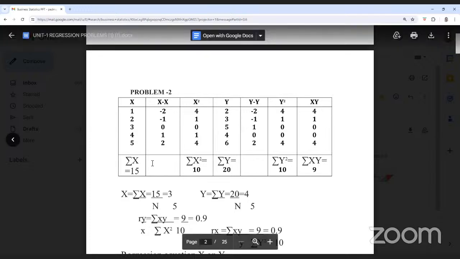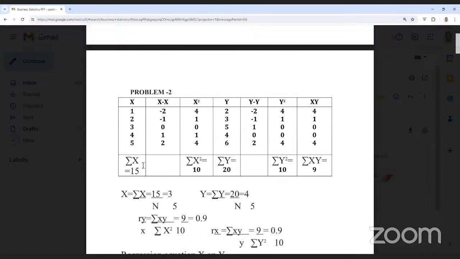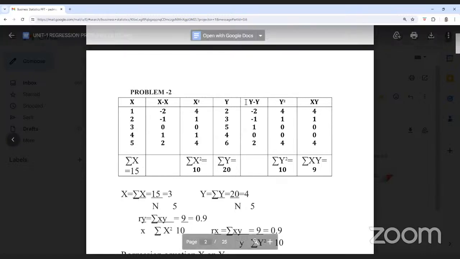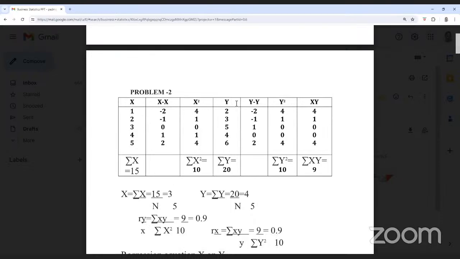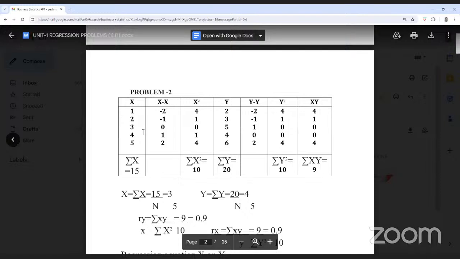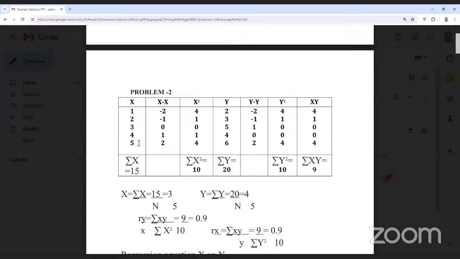Here, first you have to take the value of x, when x and y are given. In this question, what they have given is two regression equations you have to find out. One is x on y, the other one is y on x. Okay. So sigma x is 15, sigma y is 20. How many observations do we have? 5 observations. Here n is 5.